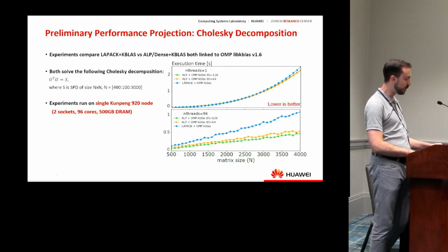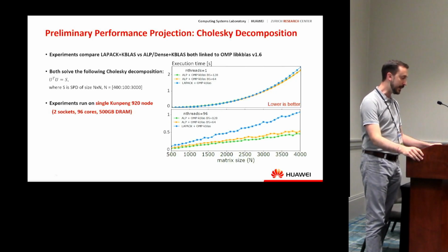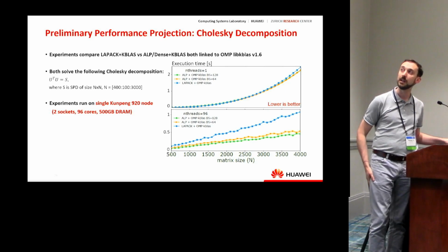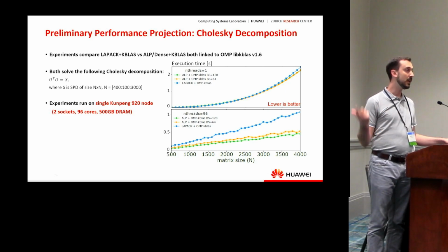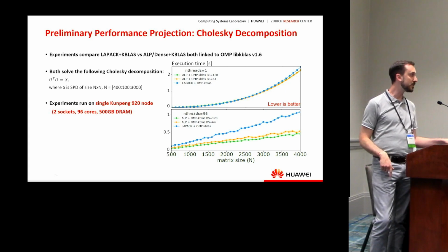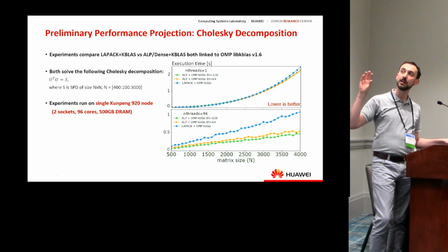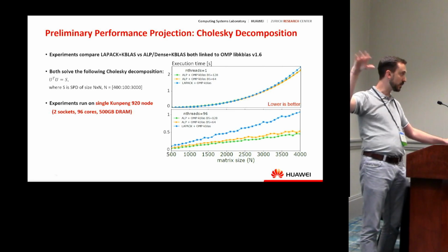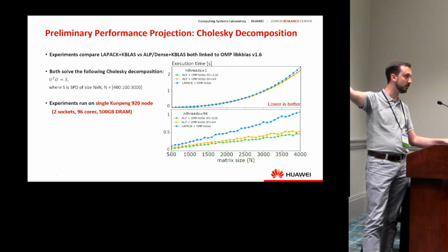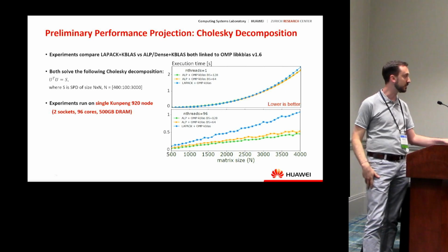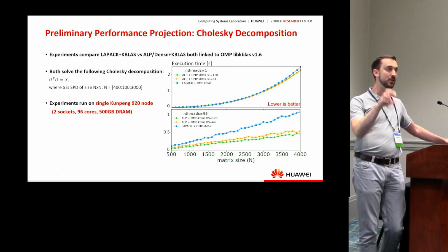But we also tried to project some performance. So here, what I'm showing is the Cholesky decomposition implemented using ALP-dense, where we plug in Kumpen BLAS, which is essentially the specific BLAS implementation for the Kumpen processor, for the sequential or the parallel block.